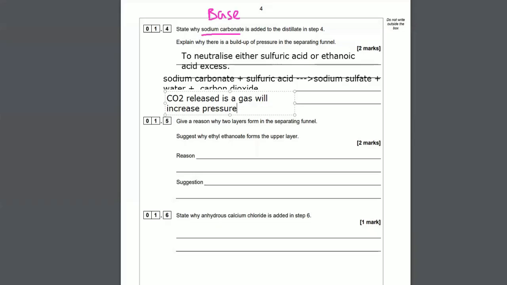Lovely jubbly. So the main thing is that CO2 is a gas and we're using the sodium carbonate to neutralize excess acid. So those are your 2 main marks. I've put a bit of extra waffle there.